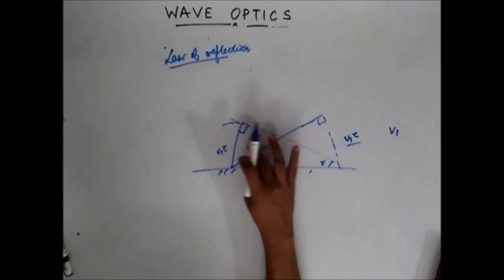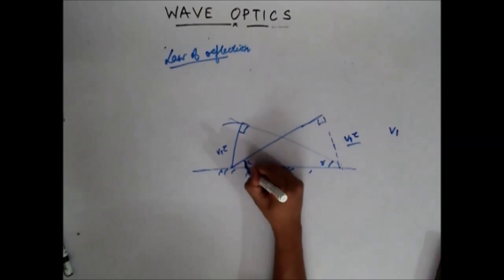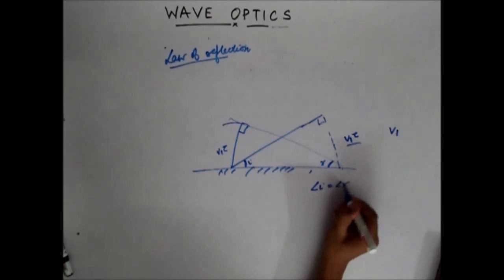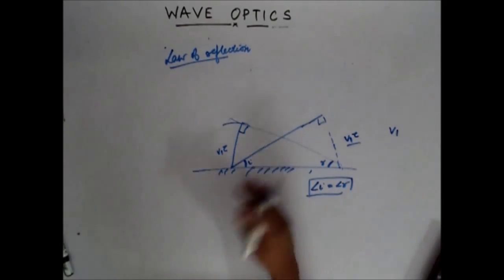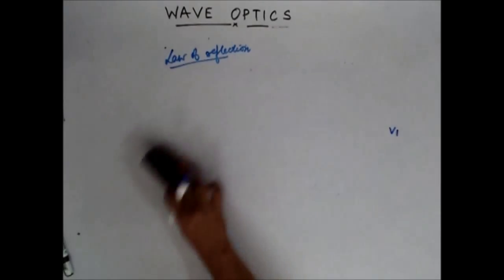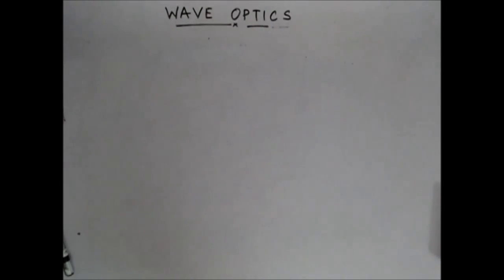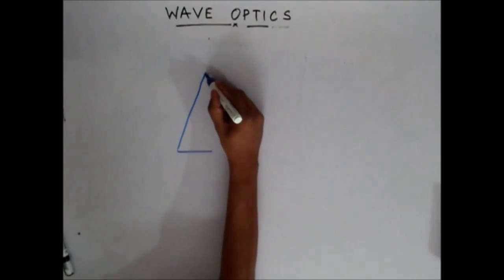So these two triangles are congruent. That means all the angles are the same. So if this angle is I, this angle also has to be I. That means angle I is equal to angle R. So this proves our law of reflection. Now, using a similar approach, I can find how the reflected or refracted wavefront will look when the wavefronts undergo reflection and refraction from different surfaces. For example, let's take the case of a prism.